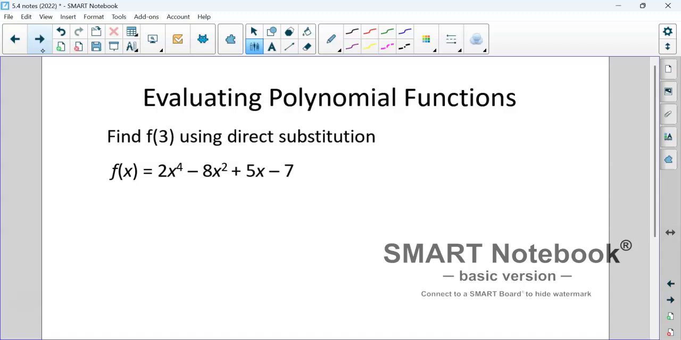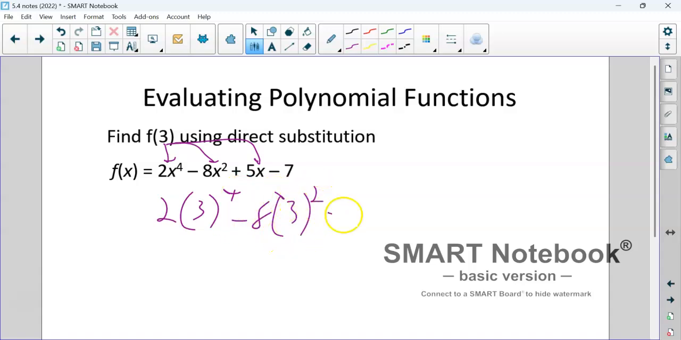Evaluating polynomial functions, you find f of 3. So when we see f parentheses 3, it means f of 3 using direct substitution. What this means is we're going to plug this 3 in here, here, and here. So 2 times 3 to the 4th, minus 8 times 3 squared, plus 5 times 3 minus 7.